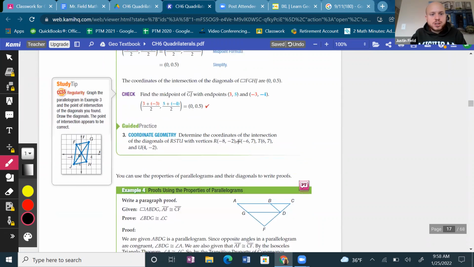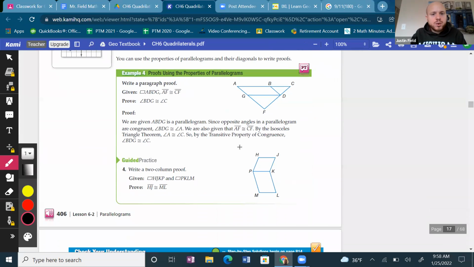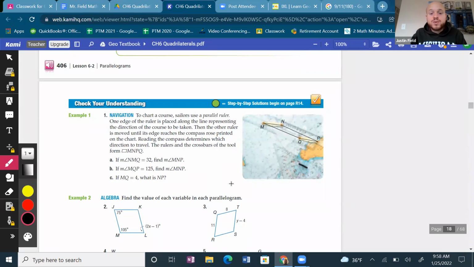Okay, so we'll stop here. We'll do examples 1 and 2, and we'll pick up with coordinate geometry and proofs next week because I think this is enough for us to do this week. Have fun.